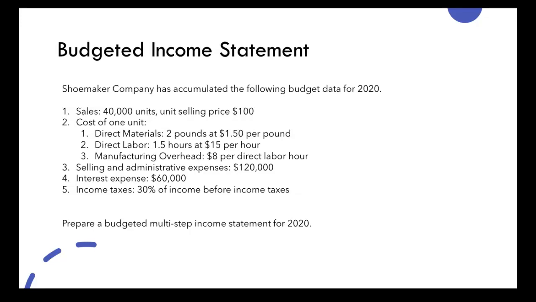We have selling and administrative expenses for $120,000, interest expense of $60,000, and our income taxes will be 30% of our income before income taxes. And that'll make more sense once we take a look at our budgeted income statement. So we need to take all that information and prepare a budgeted multi-step income statement for the year.